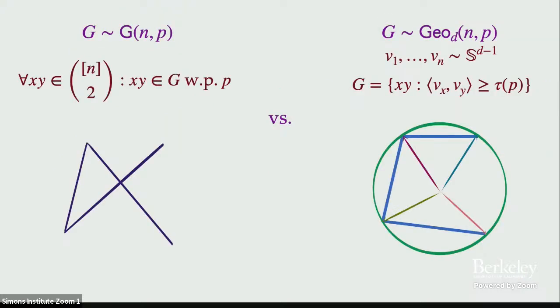To be more precise, the two models we're considering are these. On the left, we have G(n,p), which is the Erdős-Rényi model, where each edge in the graph is sampled with probability p, not uniformly, but independently. So no underlying geometric structure. And the one on the right is the random geometric model that we just mentioned, where we sample from a unit sphere, essentially.